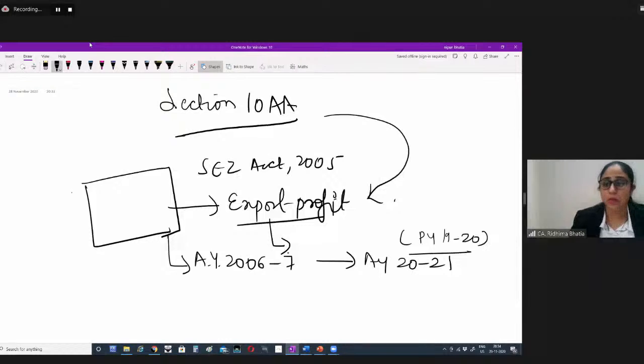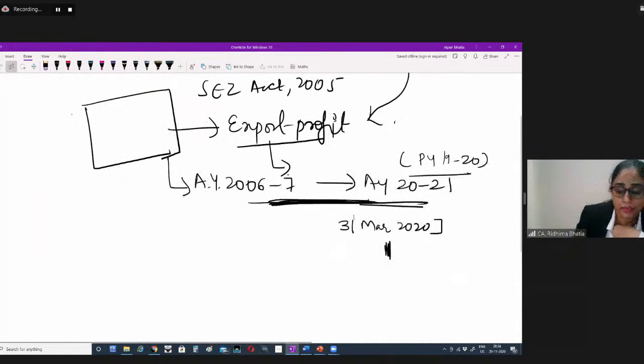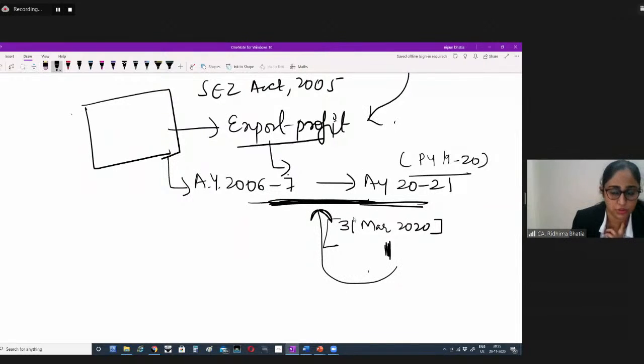Now, in section 10AA, one thing has changed through an ordinance. They have said that this was a crucial time and everyone went into lockdown. So please listen carefully: if before 31st March 2020 you had been given the approval to begin the production, but due to events you could not begin the production, and you started the production only after 31st March 2020, but you were given the approval before 31st March 2020, then it would be deemed that you have started your manufacturing within this timeline, and you will be eligible for deduction.